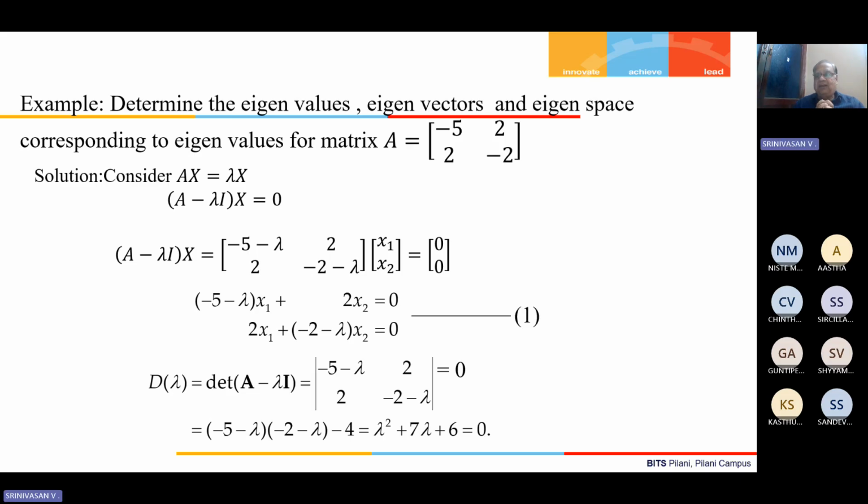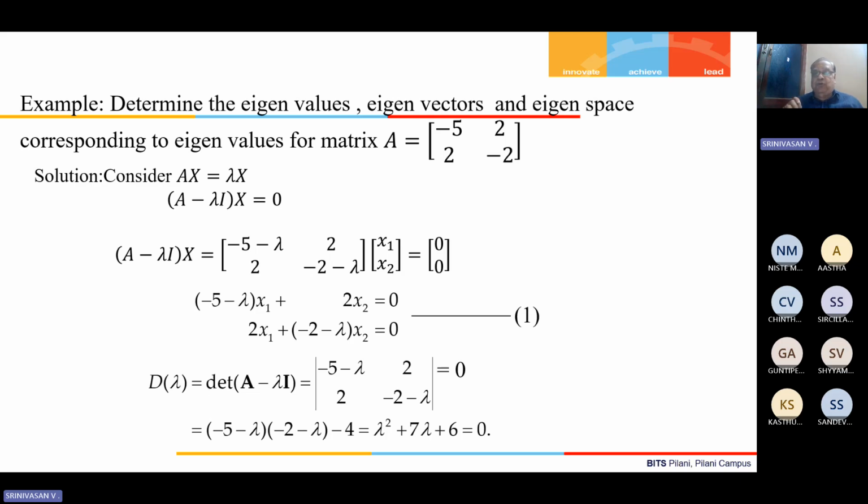The two values of lambda will be minus 1, minus 6. Isn't that so? Because if you take the middle term, it is 1 plus 6 and 1 into 6. But you have to check the coefficient of lambda square, which is 1. Therefore, if you split the middle term, it is factorization anyway: 1 plus 6, and this is 1 into 6.